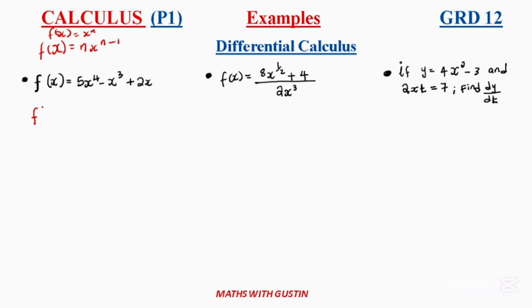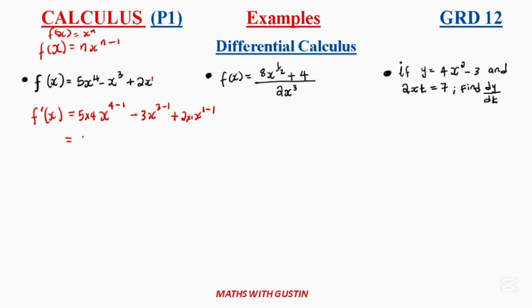So you'll come here and say f prime of x, which is derivative number 1, is going to be equal to 5, and then you drop the n, which is 4 in this case, and x to the power of 4 minus 1. Then on the next one, you drop the n, which is 3, and x to the power of 3 minus 1. On the last term we have 2, and you drop the 1 and say x to the power of 1, because this is x to the power of 1, minus 1. So therefore we can simplify this.